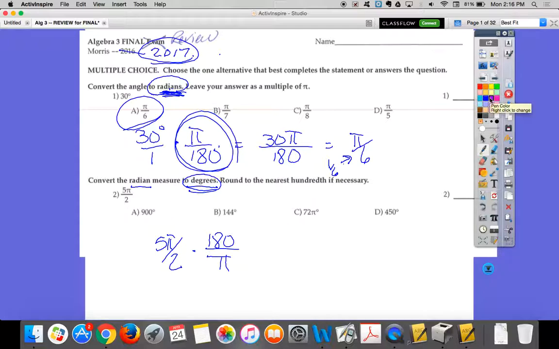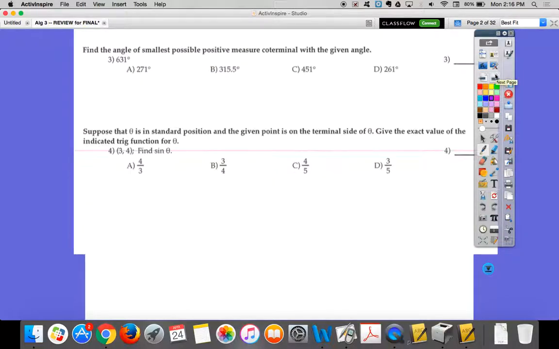Now the lovely thing here is you have a pi in the top and you have a pi in the bottom, and they cancel. The rest of it is, can you just type this in your calculator? So basically you have 5 halves, so 5 divided by 2 times 180. Hit enter, you get your answer is 450. Okay, so that's our first two. Moving on. It says find the angle of smallest possible positive measure that's coterminal with the given angle.